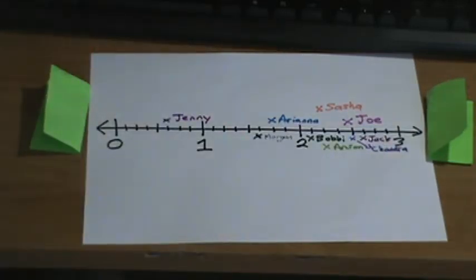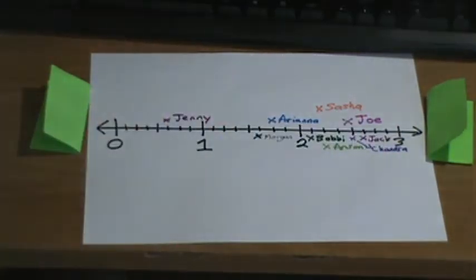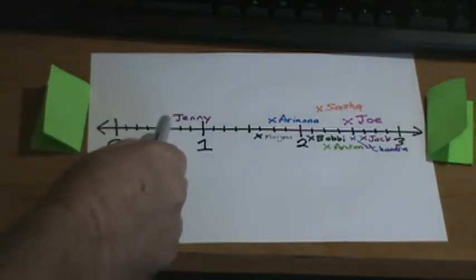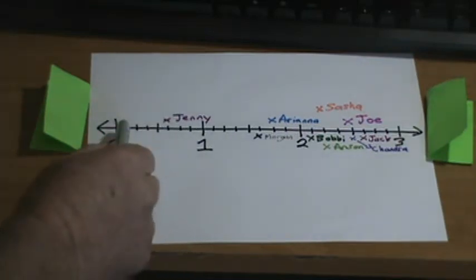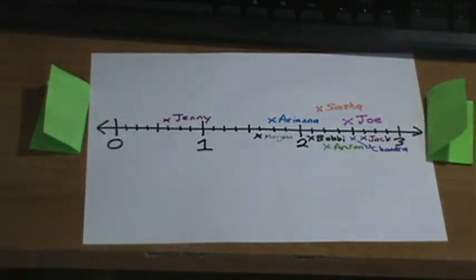And what we did originally, we saw that Joe ran 2.5, so we marked these in halves. Then we saw that Ariana ran 1 3/4, so we put them into quarters. 1, 2, 3, 4. And then we saw that Bobby ran 2 1/8, so we put them into eighths. 1, 2, 3, 4, 5, 6, 7, 8. And that we were able to plot pretty simply.